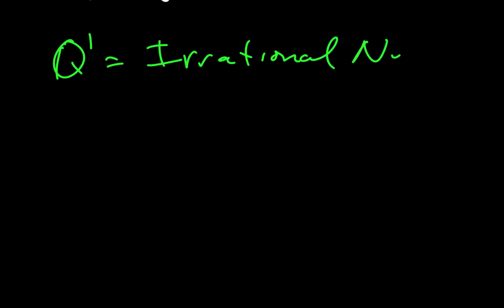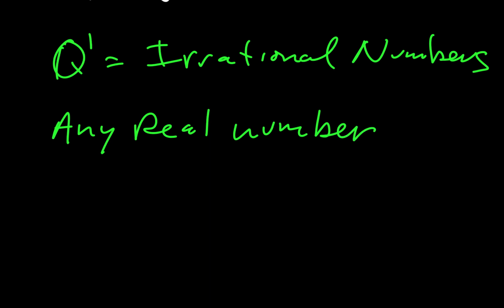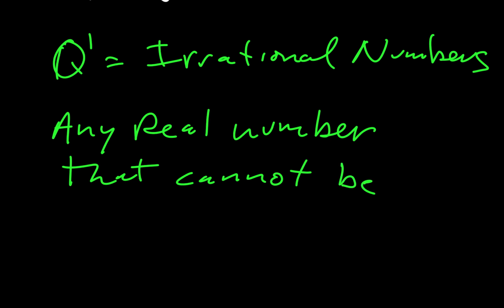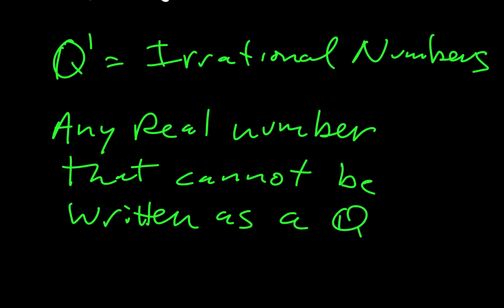Okay? Now the next set is the complement of this. We write it as Q complement, because that was rational, but we pronounce it irrational. So irrational numbers. It's just any real number that cannot be written as a rational number, so our script Q.